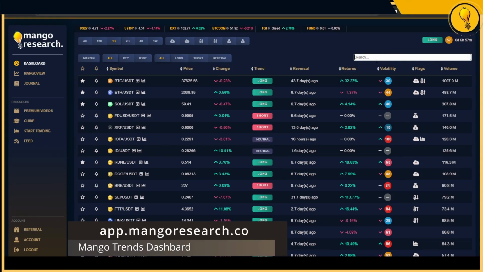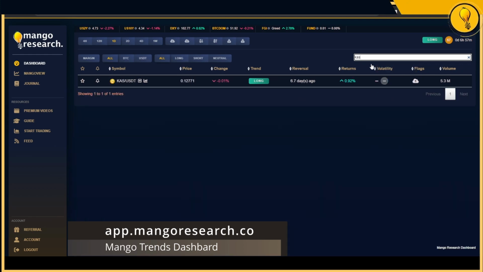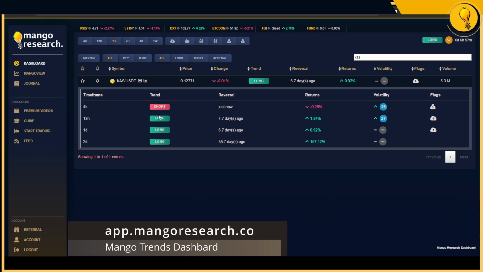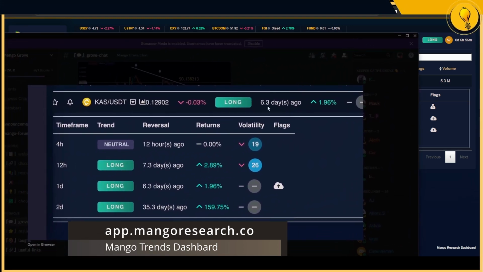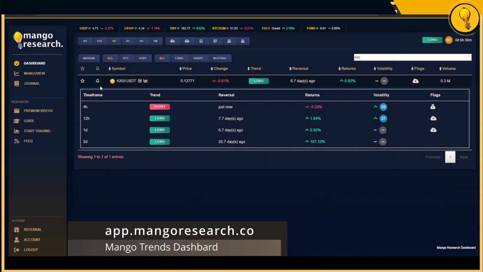You can find this on app.mangoresearch.co. Let's go ahead and filter out KASPA from this list. Drop down menu. And what do you know? Now once again, look at the difference. This is the one that Ajesh posted from earlier today. The 4-hour was neutral before, so it was long before this turned neutral, and now that neutral trend has flipped short. Short equals bearish. This trend flipped just now.